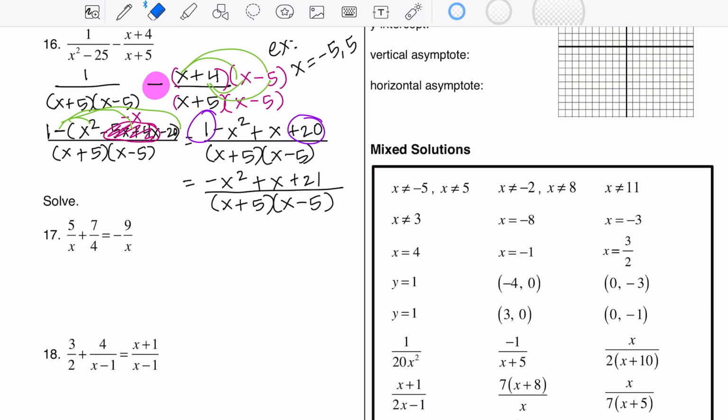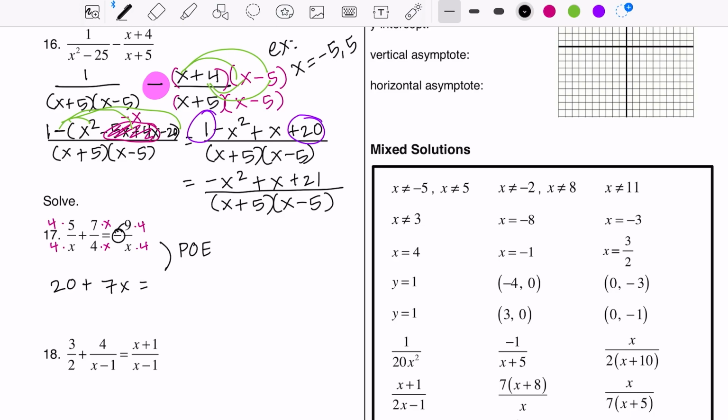Okay, when you're solving them, same thing that we did, you have to get common denominators. So this one needs a 4, this one needs an x, and this one needs a 4. Now, because we have that equal sign, we can use the property of equality and say we don't need to look at the denominator anymore. It's already in common. So we're just going to look at 4 times 5, which is 20, plus 7x equals, watch out for that negative, negative 36.